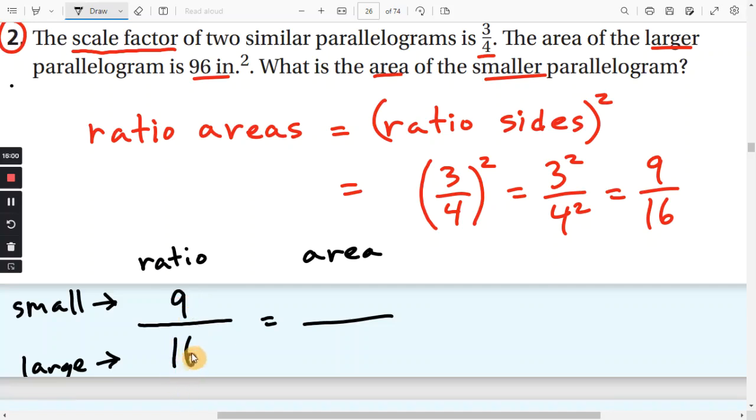Okay? And now, they gave us the area of the larger one. They said it was 96. So the area for the larger one is 96. And the area for the smaller one is what we're trying to find. So that's x. Please try and finish this.